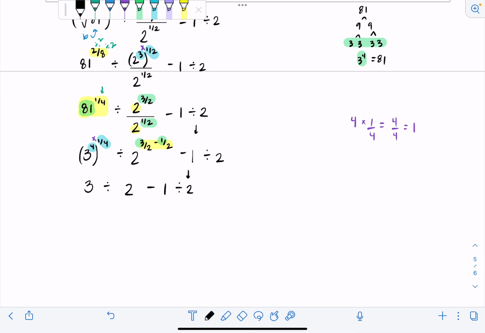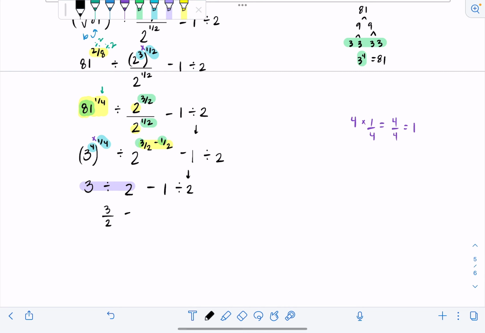Okay, so we have division and subtraction left. So we'll have to do division first. We'll go left to right. So it'll be 3 divided by 2. If you would like to change it to a decimal at this point, like plug 3 divided by 2 into the calculator, that is totally fine. I'm just going to write it as a fraction though. So 3 divided by 2 is just 3/2.